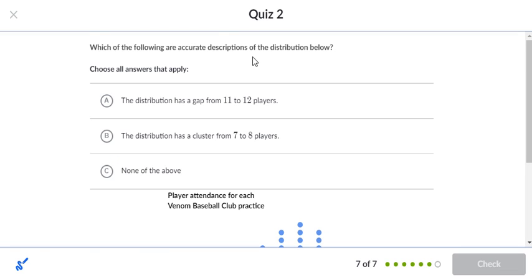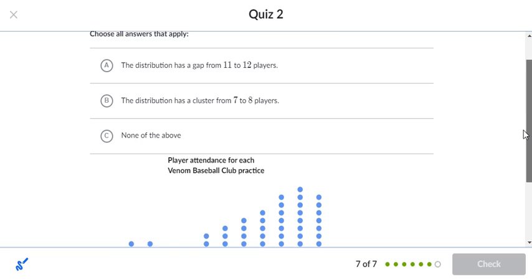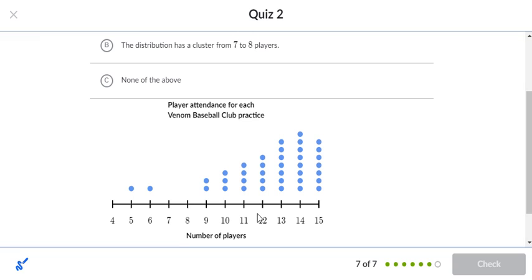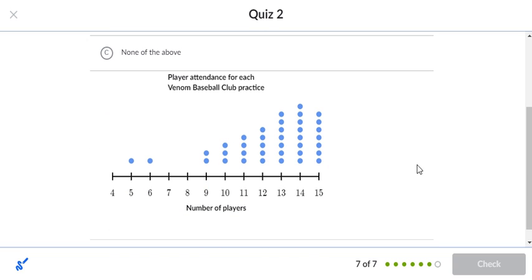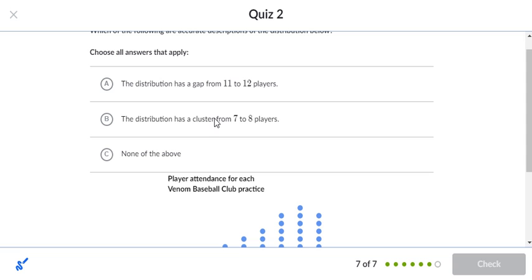Which of the following are accurate descriptions of the distribution below? Choose all answers that apply. The distribution has a gap from 11 to 12. So the gap is not there because 11 and 12 have dots. The gap is right here, 7 and 8. So a gap is where there are no dots. So this is incorrect. The distribution has a cluster from 7 to 8. Well, that's incorrect. The cluster is right here with the 5 and the 6. So the 7 and 8, what they refer to is actually the gap. So neither one of these actually works, so none of the above would be our answer.